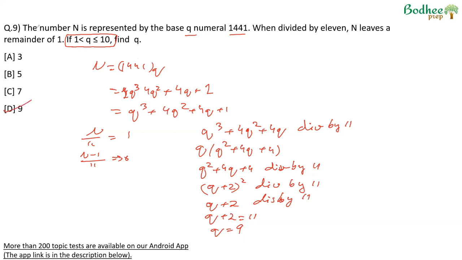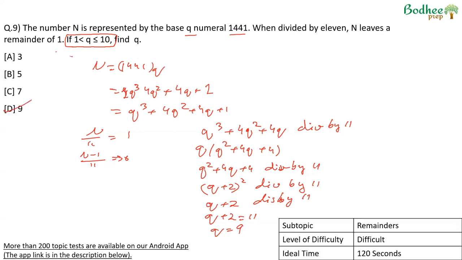Option D. I'll call it a difficult question because there is a concept of base involved, and the fact that q plus 2 square will give us the answer might be a little difficult to strike. 2 to 2.5 minutes to solve the question.